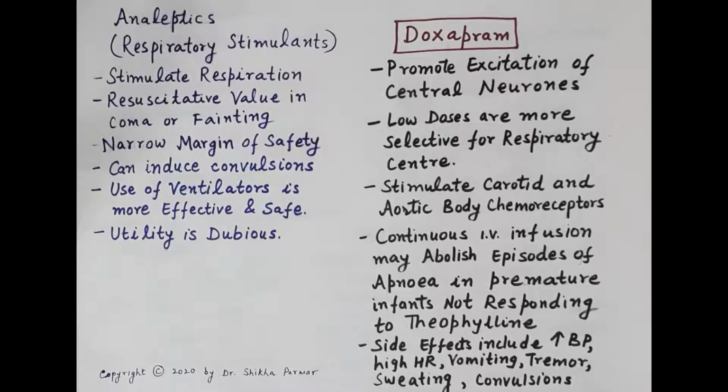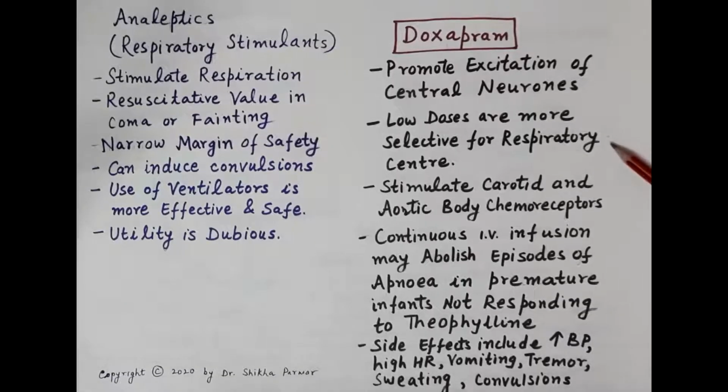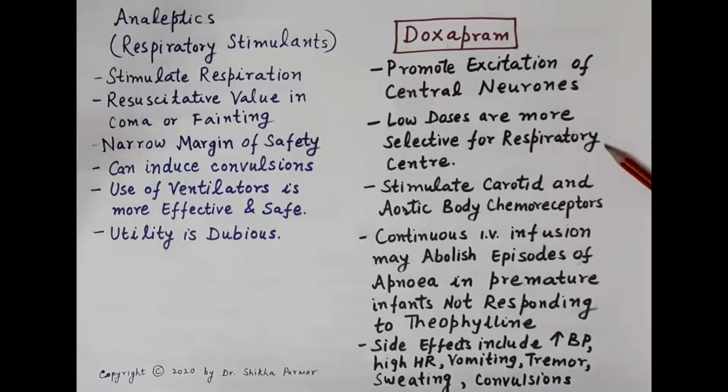The drug under this category is doxapram. Doxapram promotes excitation of central neurons. Low doses are more selective for the respiratory center, and by stimulating the respiratory center, it causes a rise in the rate of respiration. It stimulates carotid and aortic body chemoreceptors, which convey the message to the respiratory center, which is located in the medulla oblongata, and once the respiratory center is stimulated, there is an increase in the rate of respiration.